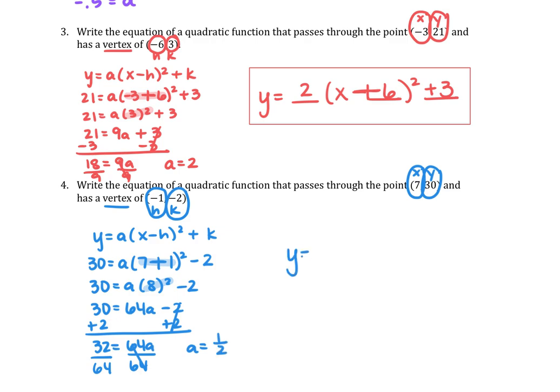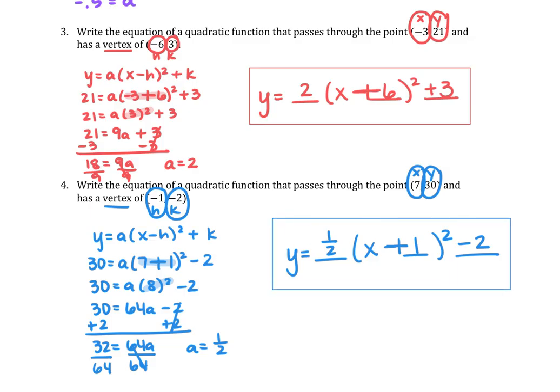Set up my equation. I have y equals my a value, which is going to be 1/2. My h value, which is a negative 1. Remember, minus negative turns to plus. And my k value of negative 2. So there is my vertex form equation.